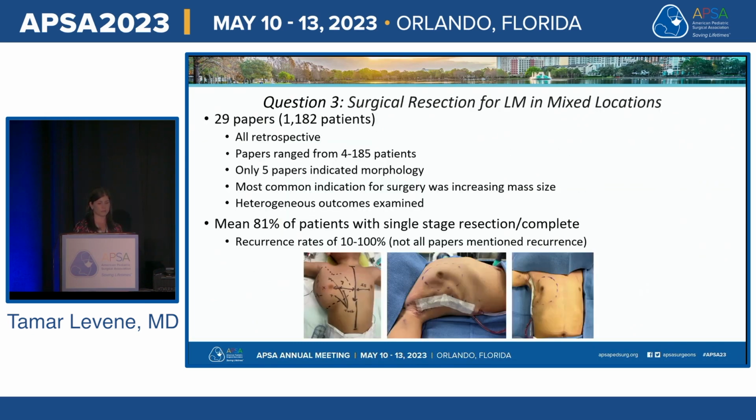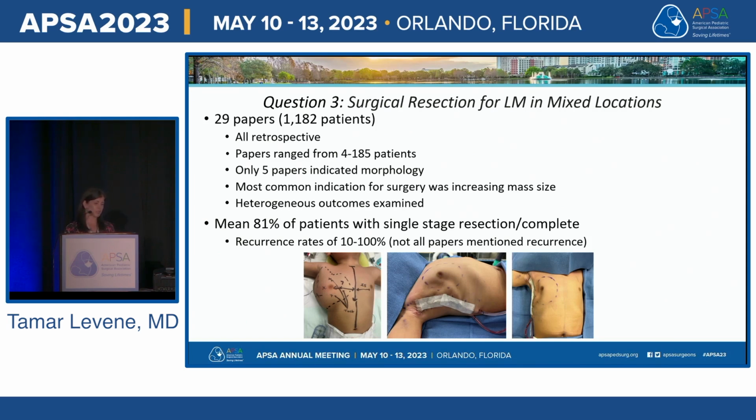And so finally, the last group that we looked at was that of lymphatic malformations that were not in the anatomic locations I've already reported. So we called these mixed locations. There were 29 papers that were included, with about 1,200 patients included. These studies also were all retrospective, and the number of patients that were reported upon were anywhere from 4 to 185 in each of the papers. Only 5 of these papers indicated the morphology, and the most common indication for surgery among these papers was that of an increasing mass size. And again, the outcomes that were evaluated were heterogeneous, making comparisons somewhat difficult.